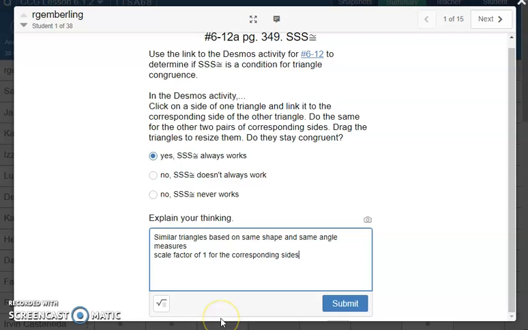And so this is what we're basically looking for in terms of congruency. Do we have triangles that are similar based on the shape, the angle measurements, the scale factor of the sides, and does it remain the same? And if the scale factor remains 1 as we manipulate these triangles, then we're talking about triangles that not only are similar because of the angles and the shape, but also are congruent because the scale factor is 1.